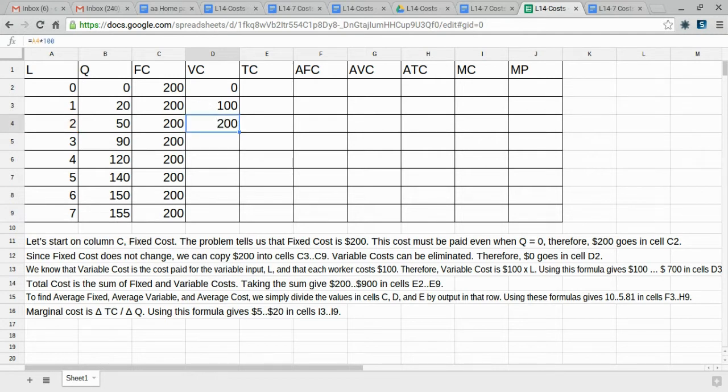When L is 2, variable cost is 200. We can copy that formula all the way down. Variable cost goes from 0 to 700 as L goes from 0 to 7.